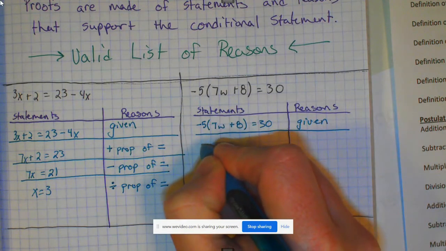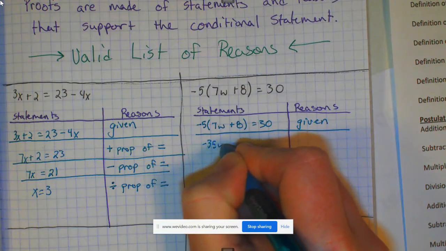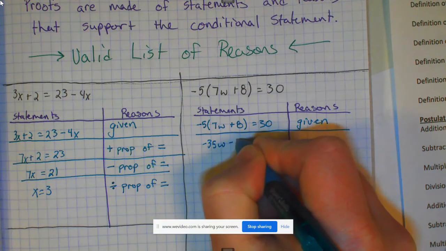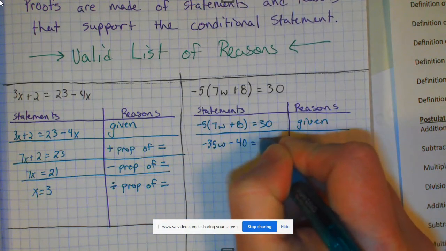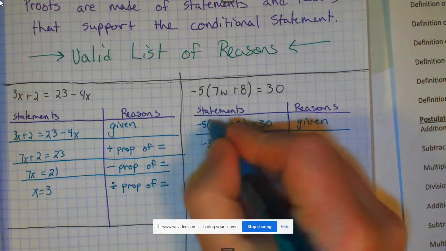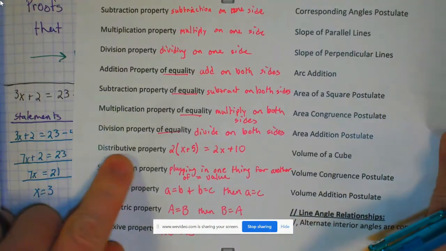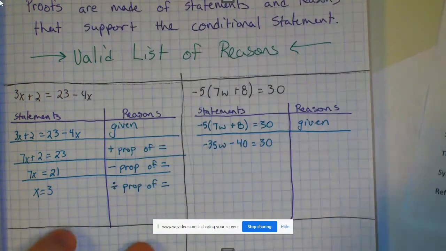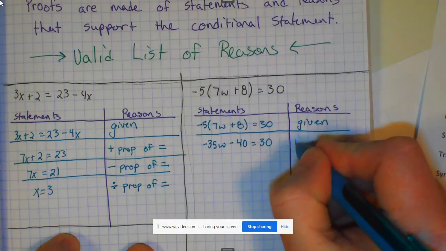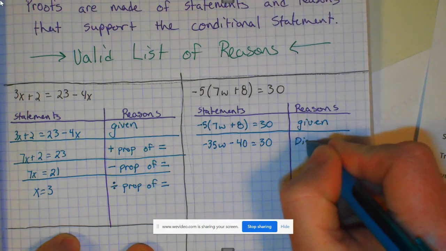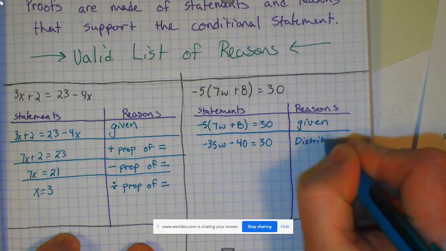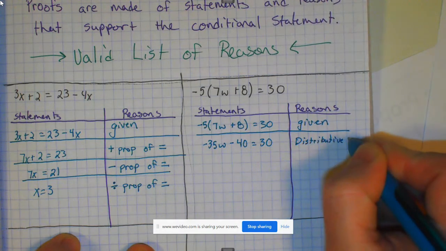So we have -35w minus 40 equals 30. And I just distributed there. And if we look over here, I have distributive property right here. So we're going to write the distributive property.